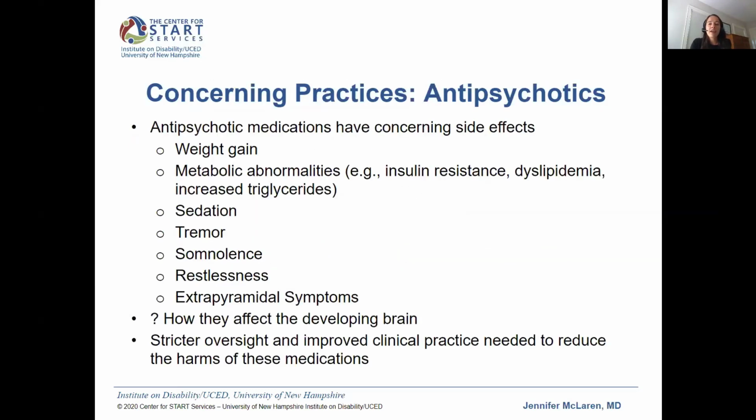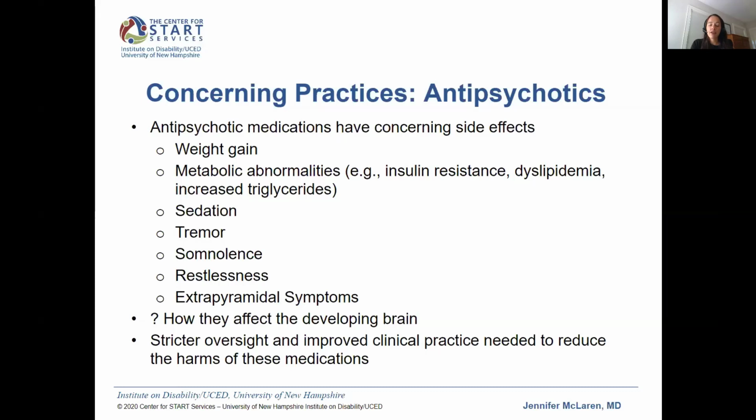I want you to think about, when you see antipsychotics on a medication list, if the individuals that you're caring for are experiencing any of these side effects and whether the benefits outweigh the risks. You want to think about weight gain, metabolic abnormalities, sedation, tremor, somnolence, restlessness, right? So restlessness can be a really uncomfortable side effect and can contribute to challenging behaviors.